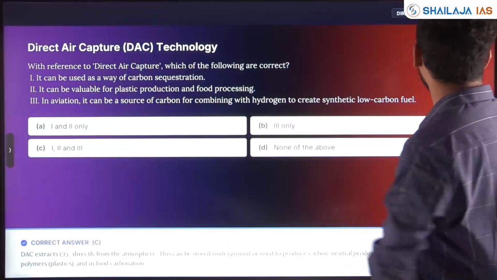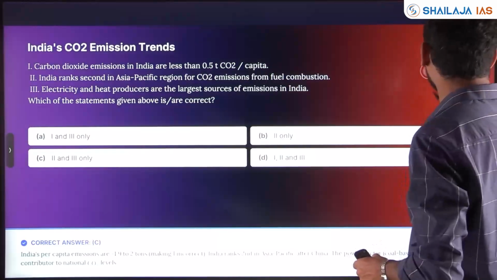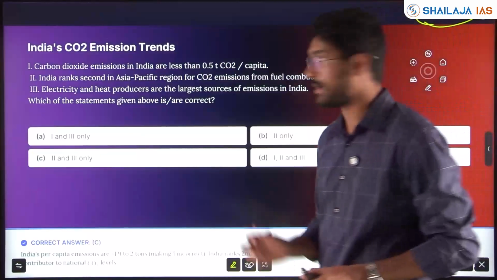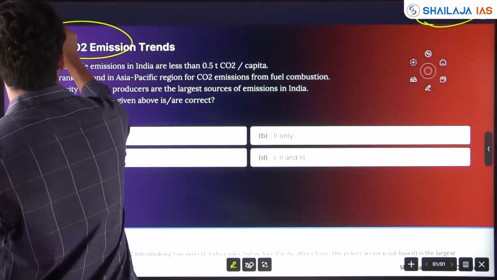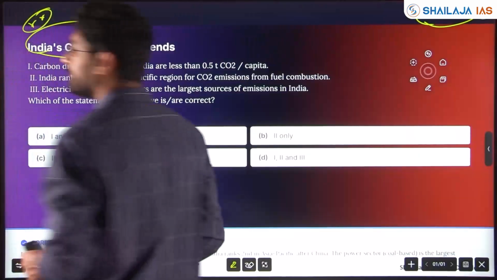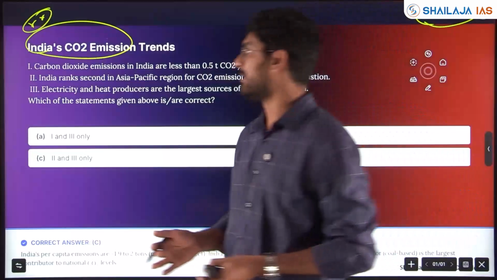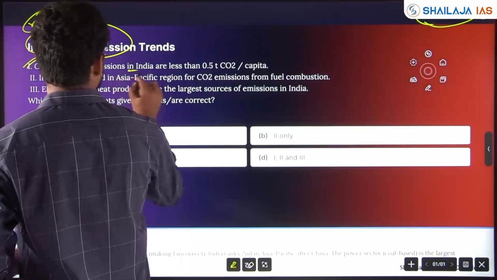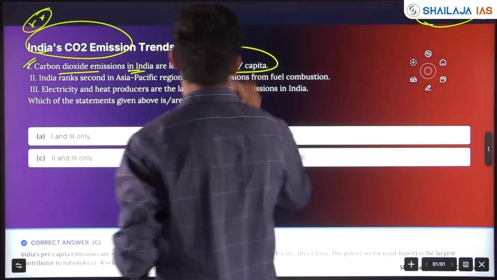2025, second question, this is next. With respect to emissions, 2025 only, third question. Students, third question. India's CO2 emission trends is being asked. We have our commitment to become carbon neutral by 2070. Carbon dioxide emissions in India are less than 0.5 ton CO2 per capita.